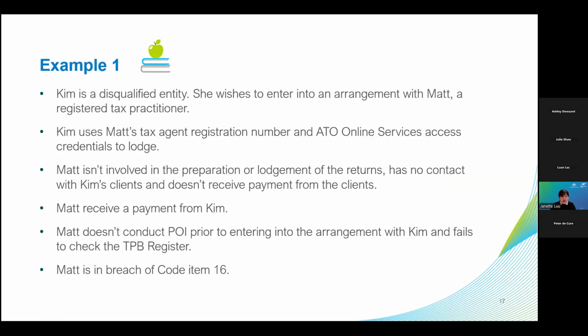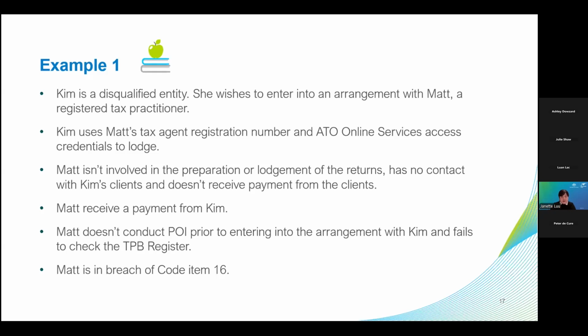Now, Matt himself as a tax agent, he is not involved in preparing or lodging those returns, and he actually doesn't have any contact with Kim's clients. In this situation, Matt receives a payment from Kim for allowing her to use his credentials to lodge. So in that case, it's very, very clear to us that Matt didn't conduct any POI checks, and he definitely did not check the TPB public register, because if he had, he would have seen that Kim was sanctioned only 9 months ago. So in this case, Matt would actually be in breach of Code Item 16 if he went ahead and continued or started to engage Kim.